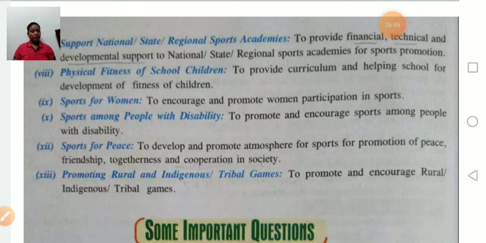The Khelo India program is mainly for re-establishing the sports culture in India. Re-establishing sports culture at the grassroots level, okay, at the base level, making sports strong at the grassroots level, so that India becomes a great sporting nation. This is the Khelo India program and its objectives.